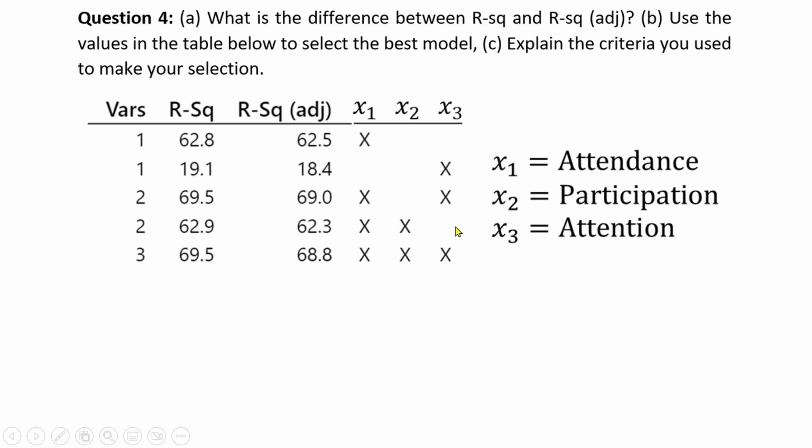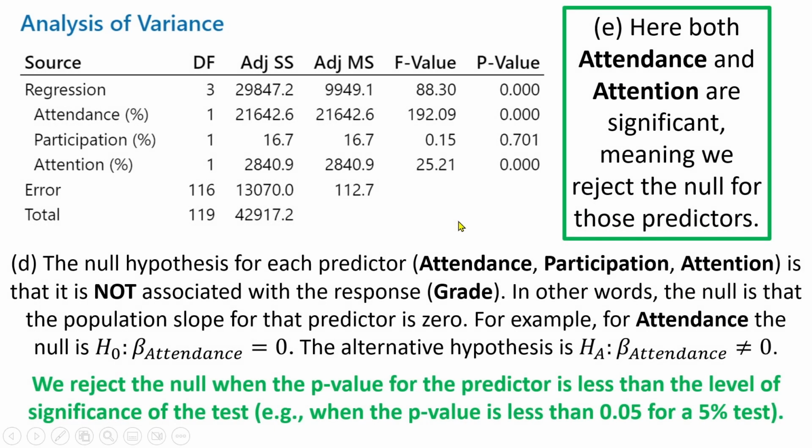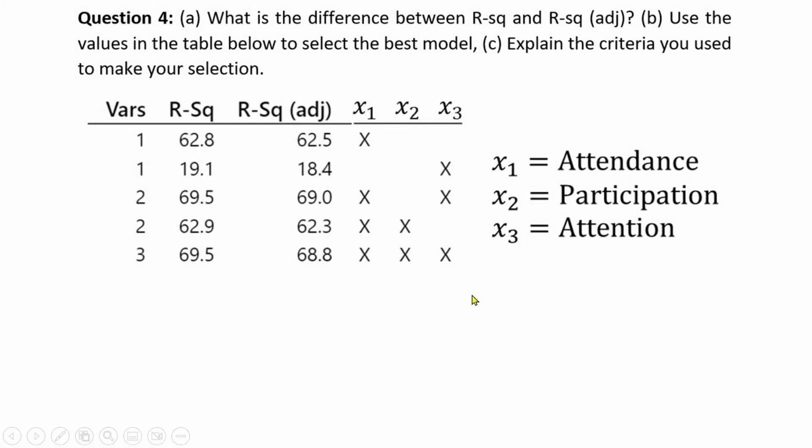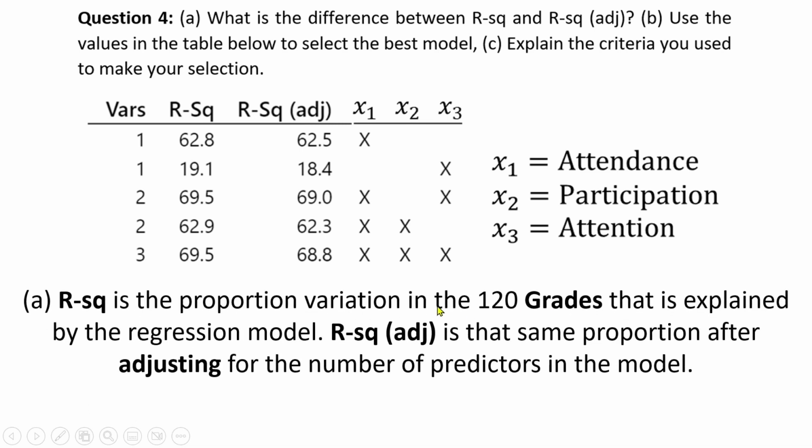Right, so just go back for a second. One way to determine which of the predictor variables should be included in your model is to look at these p-values for the individual predictors. Another way to do it is to compare the r-squared adjusted. Here, the r-squared is the proportion of variation in the 120 grades that is explained by the regression model. So here we have five different regression models that are different in terms of the predictors that are included.